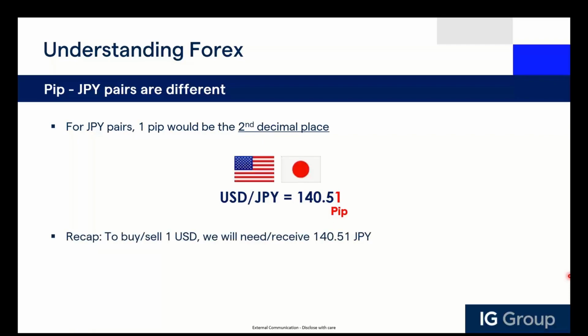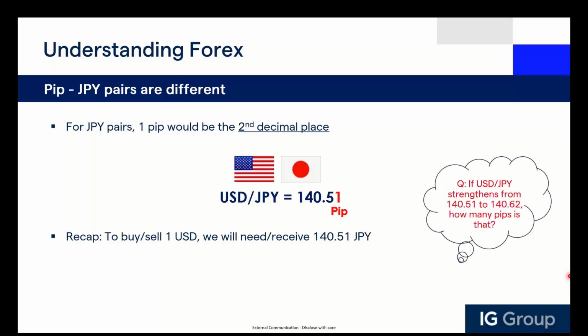And just to recap again, if we see this exchange rate, what does it mean? It is $1, again to read, is one unit of the base currency. The base currency is the first currency you see in the front. With 1 US dollar, we are able to exchange it for 140.51 Japanese yen. So this is how we read this currency pair.